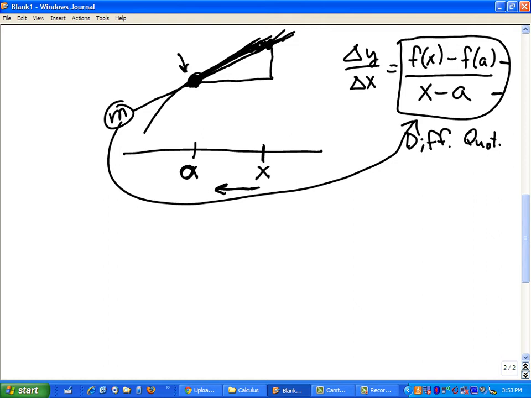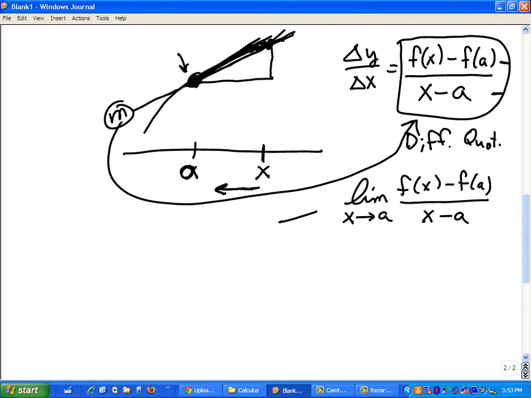The limit in this case, not as h goes to 0, but as x simply slides in toward a. And this would be f of x minus f of a over x minus a. So that's the quantity that we're after. This quantity is going to be, we hope, the instantaneous rate of change.